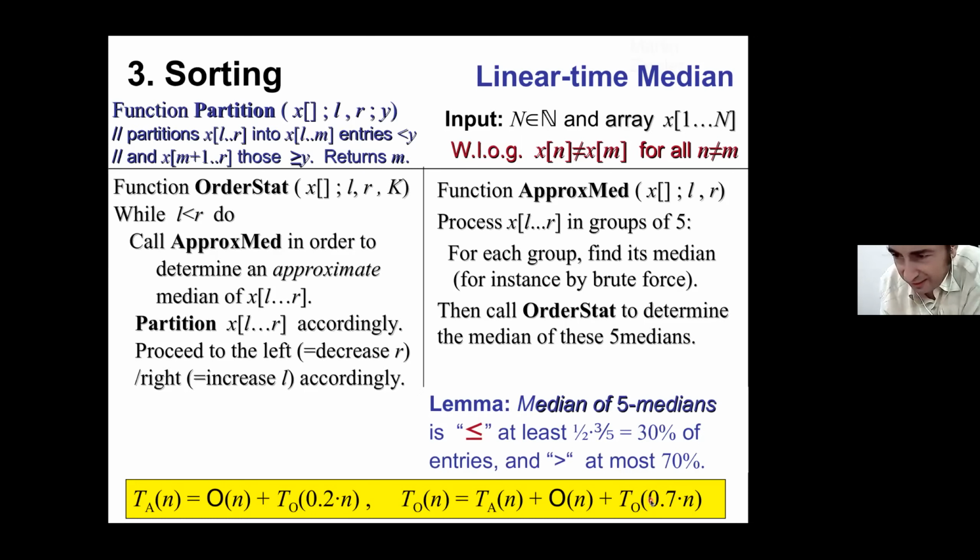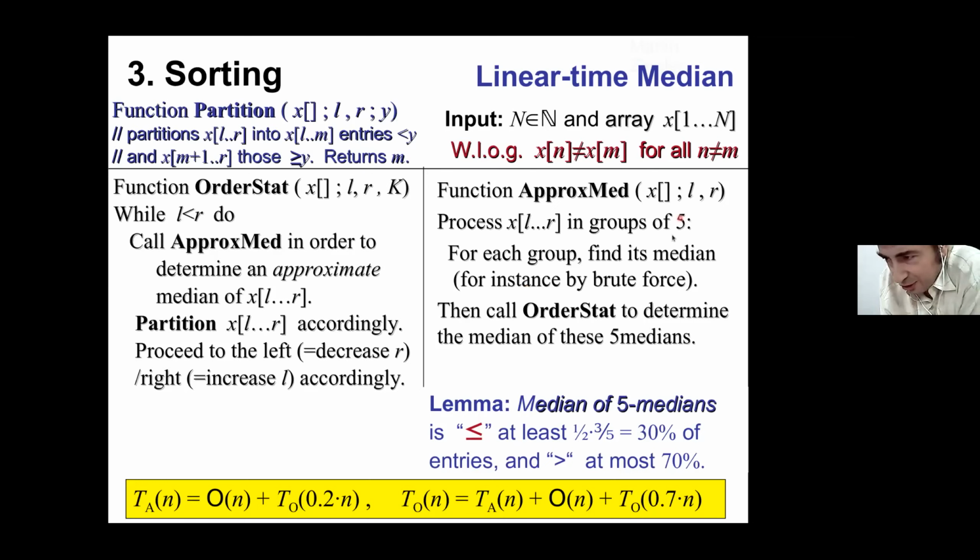This is where you get that. Okay, and so you need the approximate median to control the size over which you call itself recursively. And the approximate median, now that's what you were supposed to do.